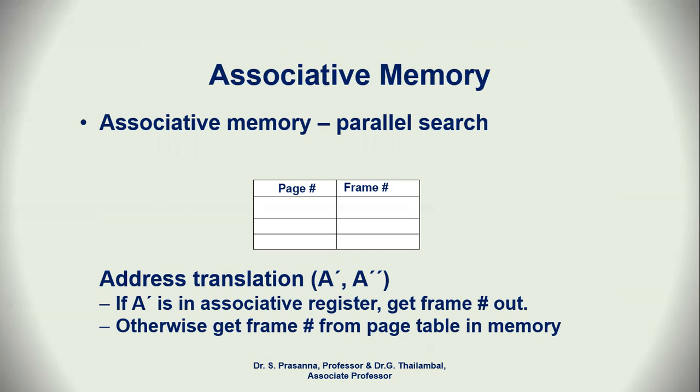If you are not able to retrieve the page number you are searching for in the associative memory, it means that particular page is not recently viewed. Therefore, that needs to be checked only with the page table. So you will access the page table from the memory. Then you can access your page, which is not available in the associative memory.